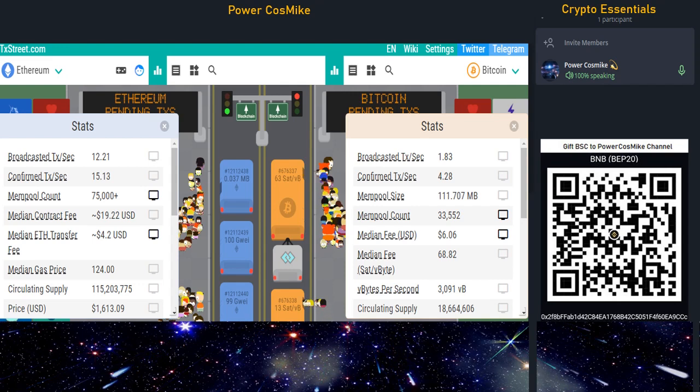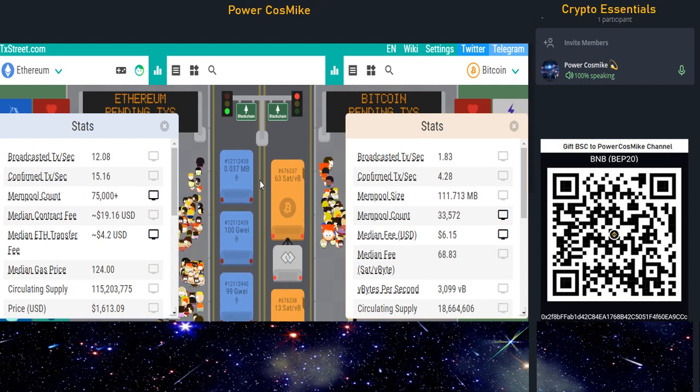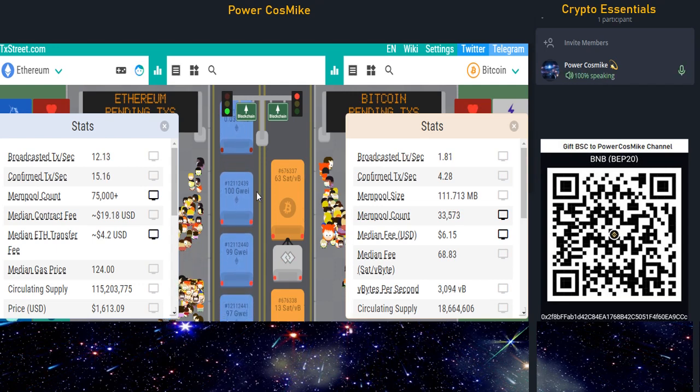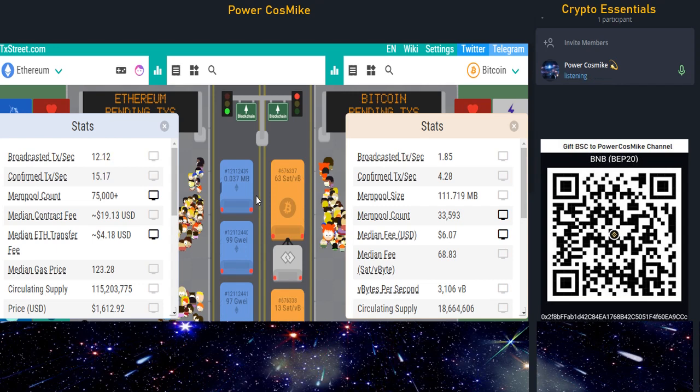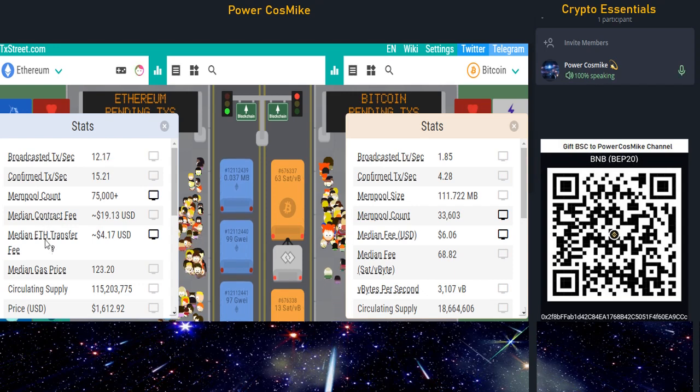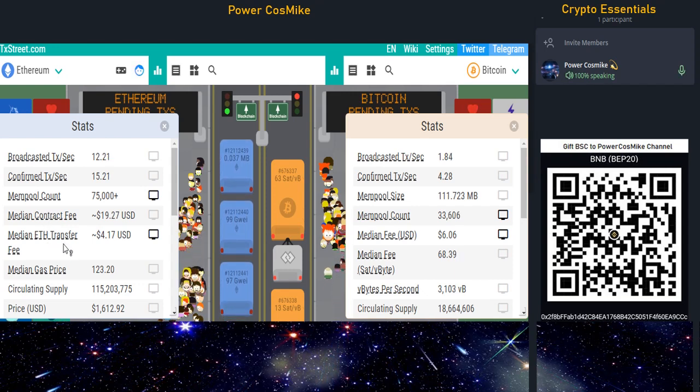As you can see, there are a set of buses. There's a Bitcoin set of buses, and there's an Ethereum set of buses. You can see on the top of the bus the cost in Gwei for each of these transactions, and you can also see the speed at which these transactions are made. This is where the most interesting bits of information are. You can see here what the median contract fee is, and you can also see what the median ETH transfer fee is.